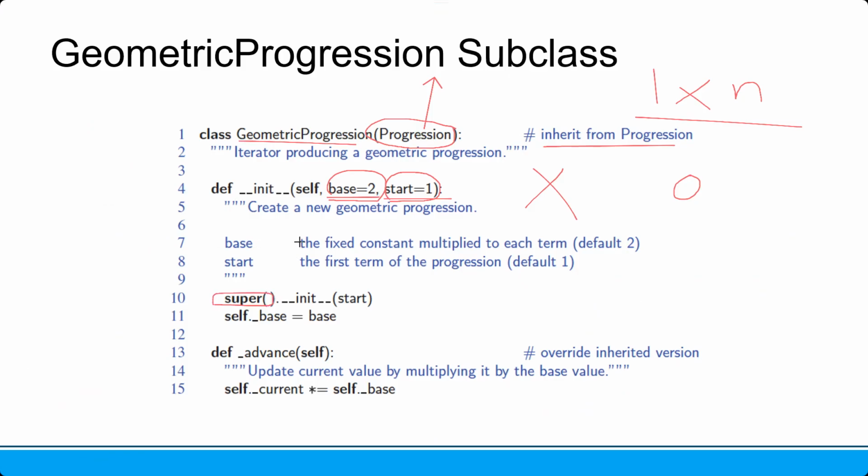Again, we call the superclass, which is Progression. We want to get all the properties from the Progression class, and we start, and the base is the base. For the advance, or for the next number, it is the current multiplied by the base.